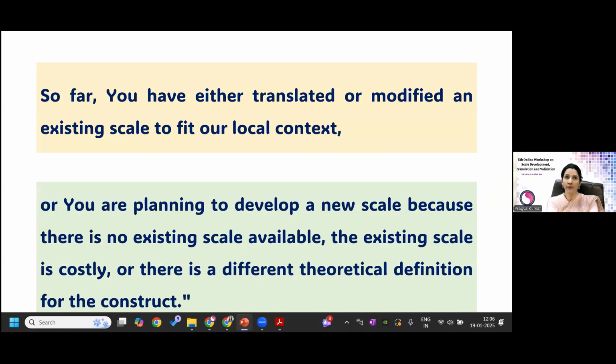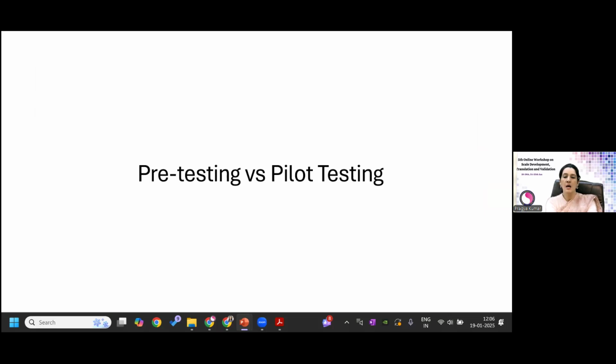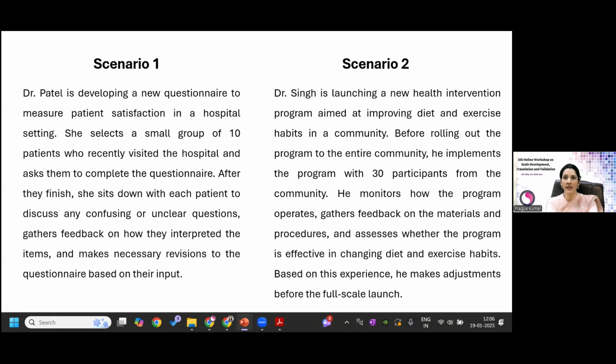So till now we have either the translated version or a modified version of an existing scale to fit our local context, or, if we are planning to develop a new scale because there is no existing scale, then we have got an item pool of that. So now coming to the pre-testing and pilot testing, which we were discussing. What is pre-testing and what is pilot testing?